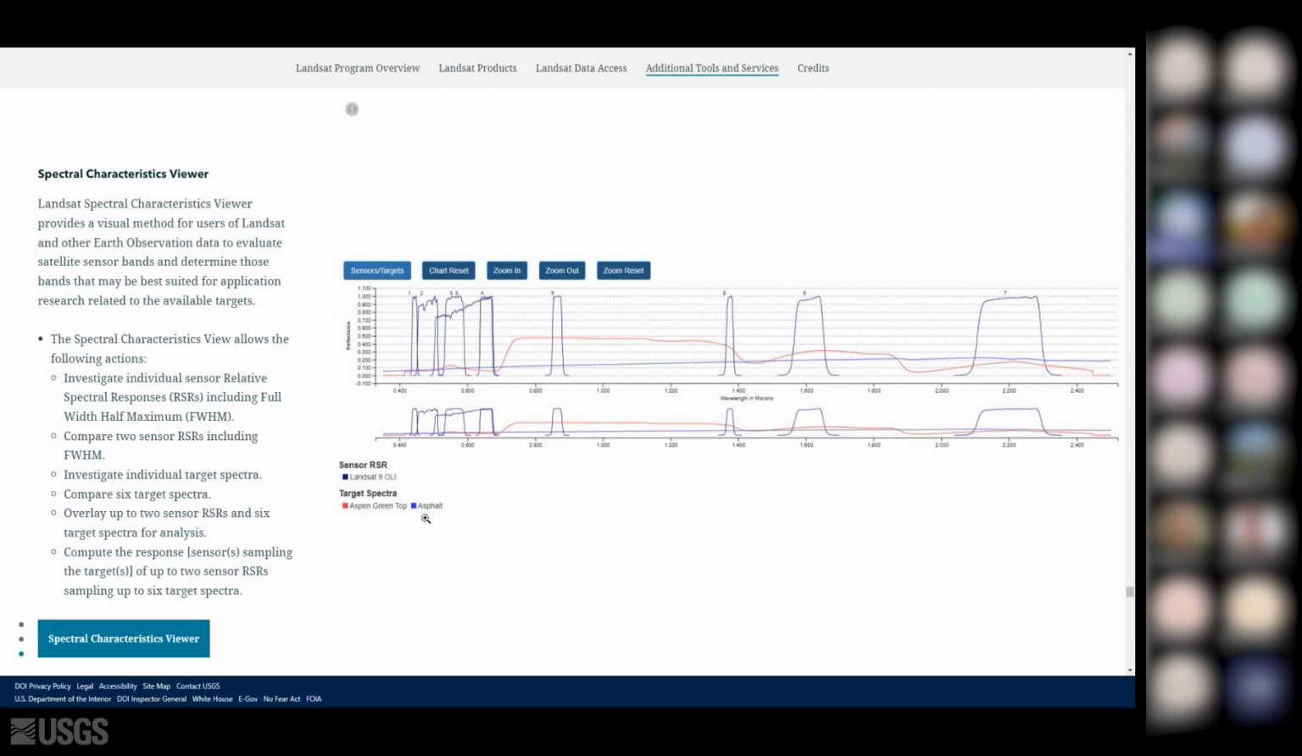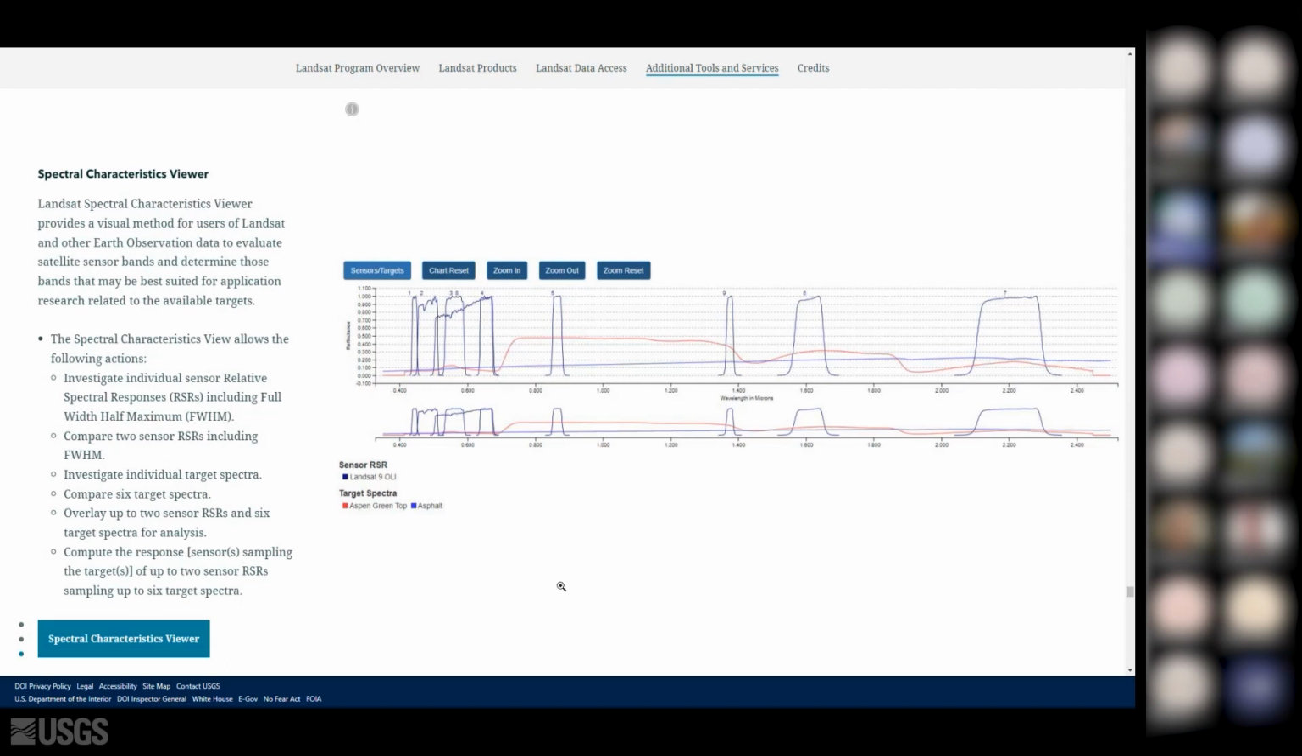So if you're looking at something really specific, let's say aspen green top, you want to see what that looks like. And here we can see what a typical vegetation reflectance looks like, and we can see which bands, 1, 2, 3, capture those reflectances.